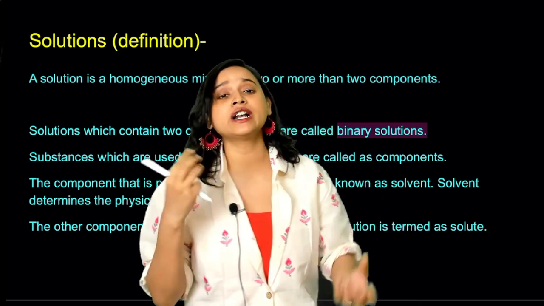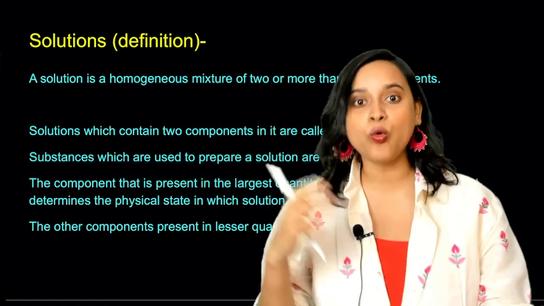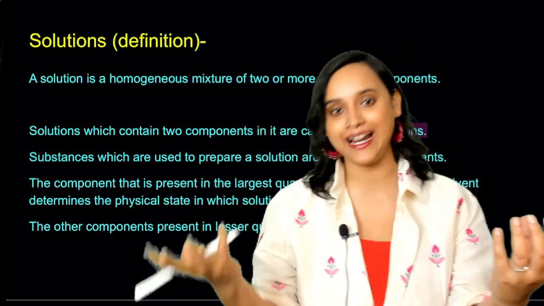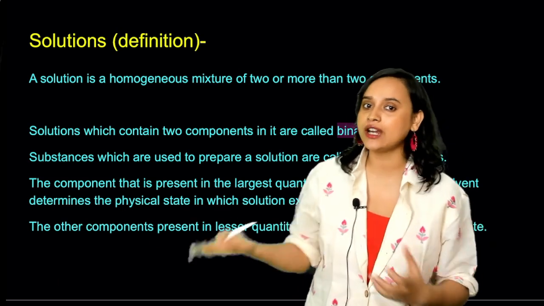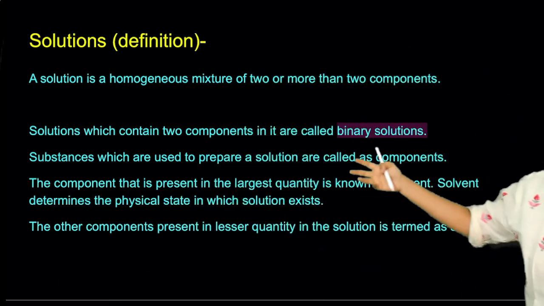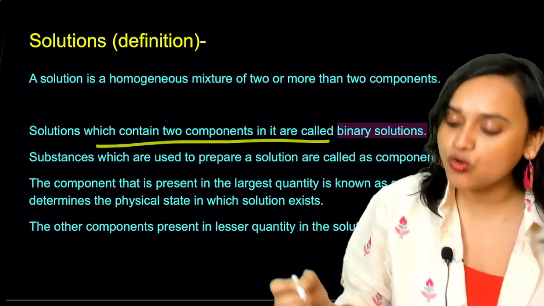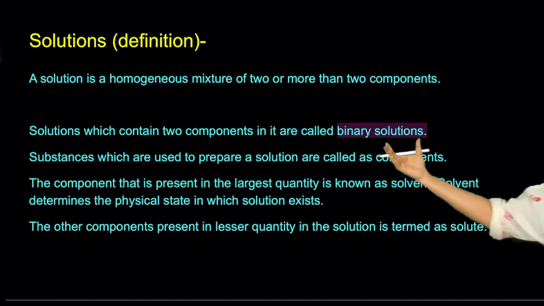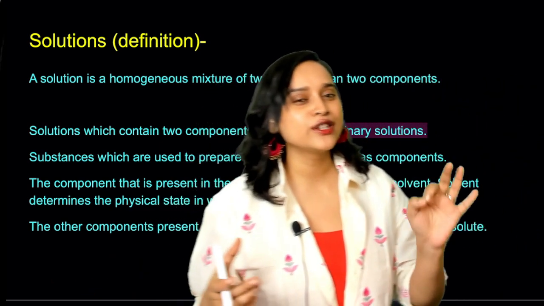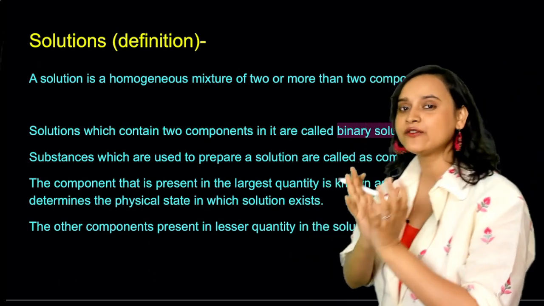There can be sugar, salt and water, or just sugar and water, or just salt and water. So there can be two or three or more components as well. Now, solutions which contain two components are called binary solutions. And in this chapter, this year, we are going to take a look at binary solutions more. Our syllabus is limited to binary solutions.